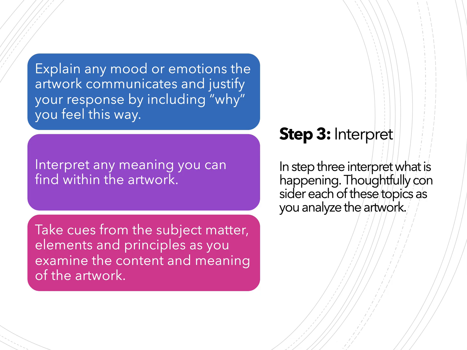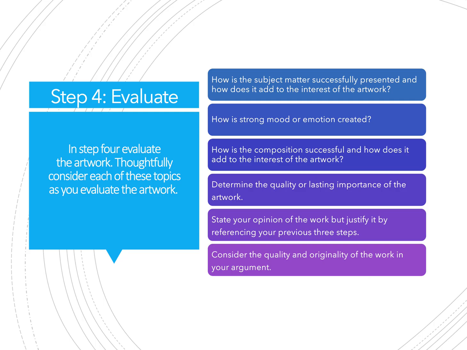And step 3 is where we begin to interpret what's happening. So consider the following. Explain any mood or emotions the artwork communicates and justify your response by including why you feel this way. Interpret any meaning you can find within the artwork. And take cues from the subject matter, the elements and principles as you examine the content and meaning of the artwork. So step 1 and 2, you're describing the artwork as you see it. Step 3 and step 4 is where you start to kind of venture off into your own viewpoint, where you're sharing your own personal opinions about the artwork.